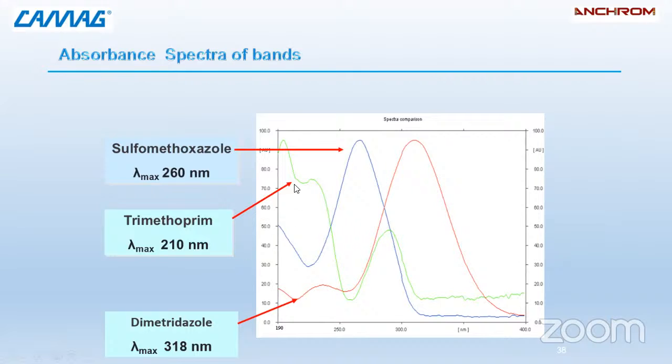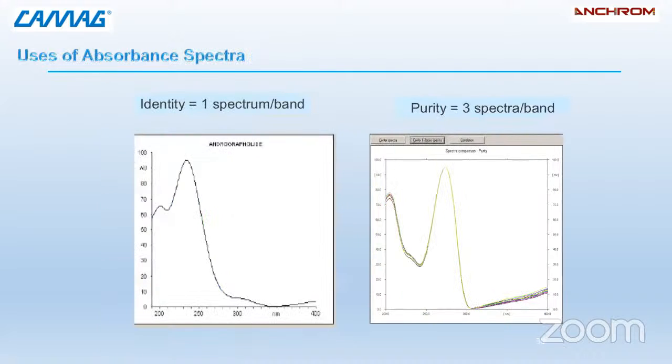These are the different spectra for different compounds: sulfamethoxazole, trimethoprim and dimetridazole. You can see over here, all these compounds are showing different lambda max values, and their spectral pattern is also different. So this is how you can go for identification of one particular compound by taking spectra. One spectrum per band will tell you about its identity.